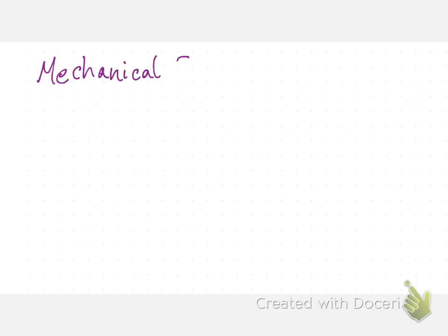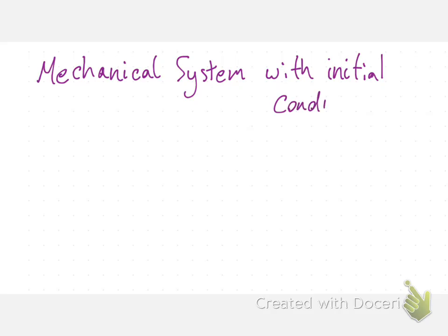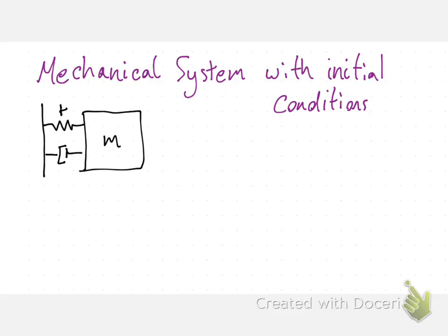Hello class. Today we are going to talk about mechanical systems when we do have initial conditions. So our last example, we said that our initial position and our initial velocity were both 0. Now let's see if they have some value. So we're going to still talk about our mass spring damper system.